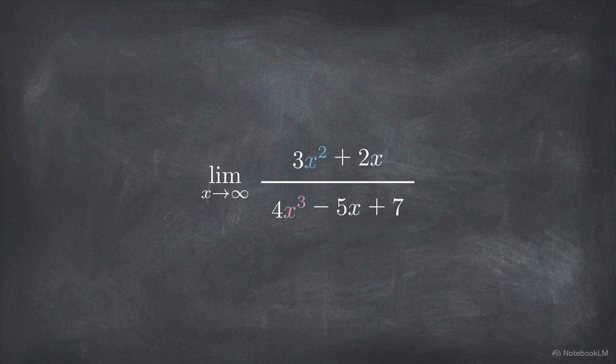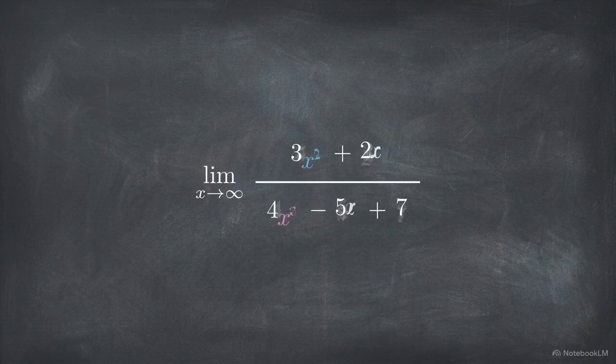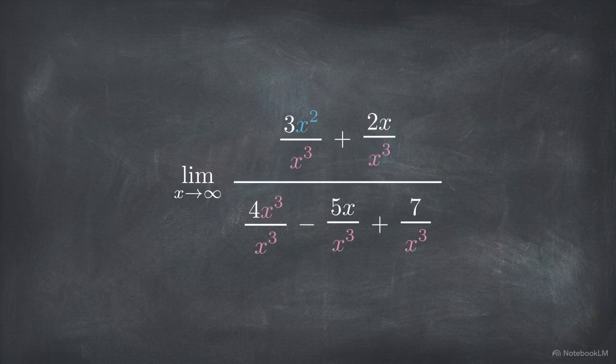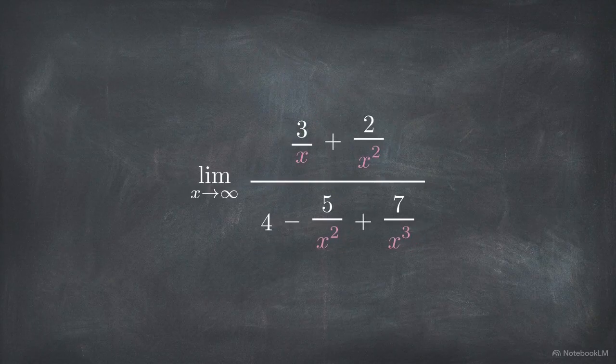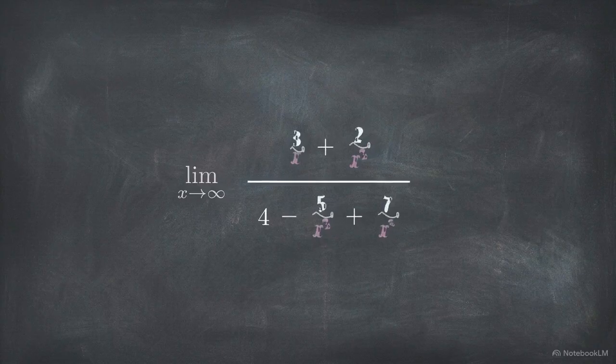In this function, the highest power on top is x squared, but the denominator has an x cubed. We stick to the rule. Divide every term by the denominator's highest power, x cubed, regardless of the numerator. Distributing x cubed leaves fractions for almost every term, except the leading term on the bottom, which simplifies to 4.